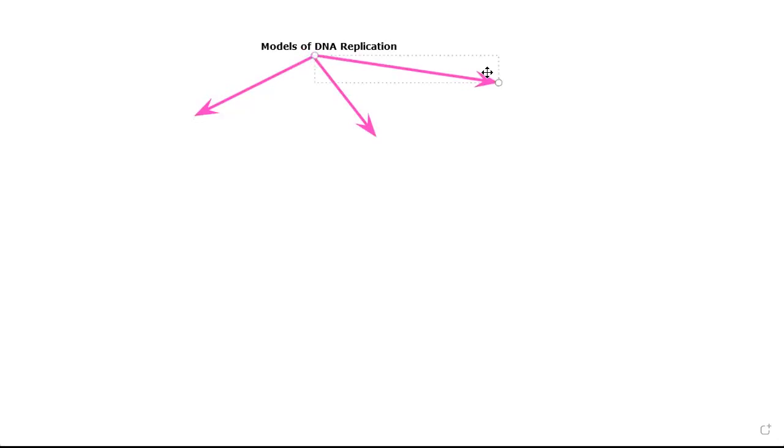Do you have any clue about this? Yeah, isn't DNA replication semi-conservative? What does it mean? It means that one strand of DNA is coming from the original strand of DNA and then one strand is new. Very nice. So this will be conservative, semi-conservative. How can you prove it? How can we prove that the DNA replication process is conservative, semi-conservative, or dispersive?